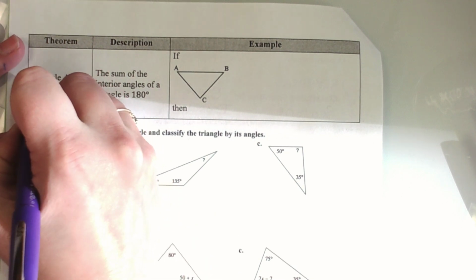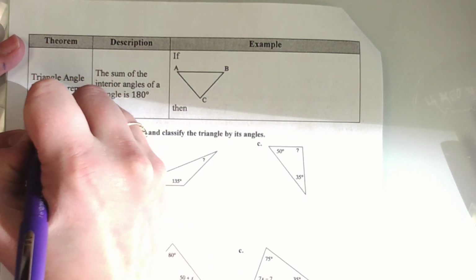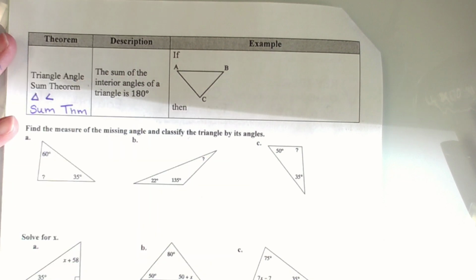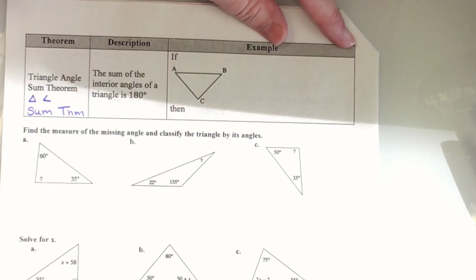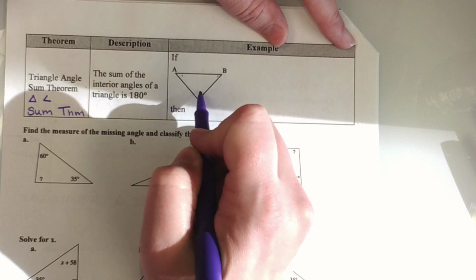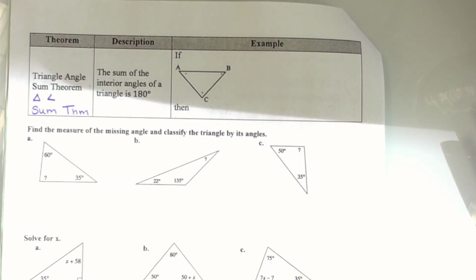Triangle angle sum theorem, which when it comes to our proofs, we will see coming up in a proof. We would shorten it down to a little triangle symbol and an angle symbol and sum theorem. It says the sum of the interior angles of a triangle is 180 degrees. Interior angles means angles inside of a shape. So, my interior angles here are that one and that one and that one. If I see a triangle, that's all it takes.